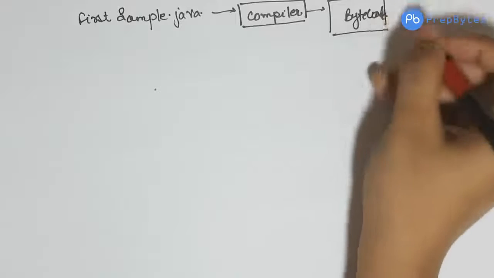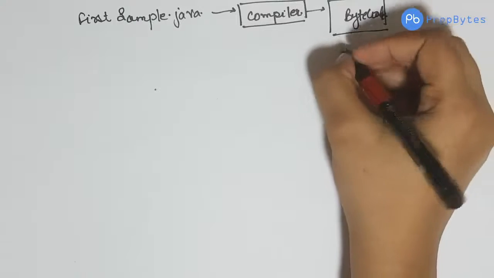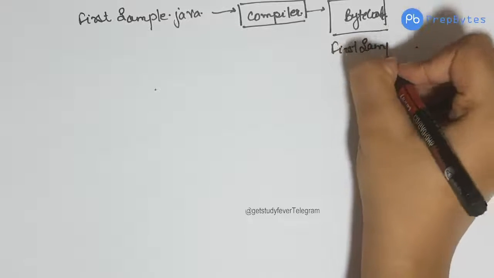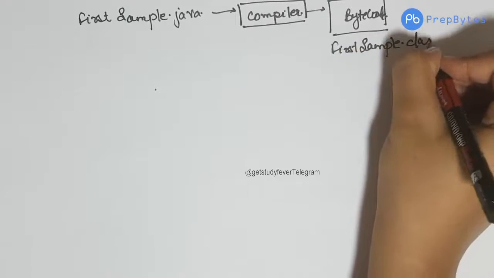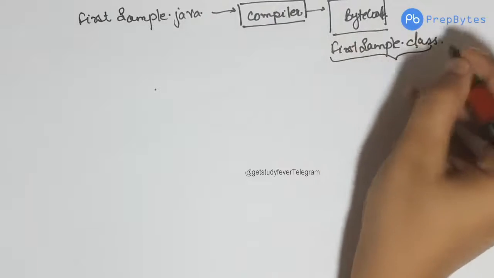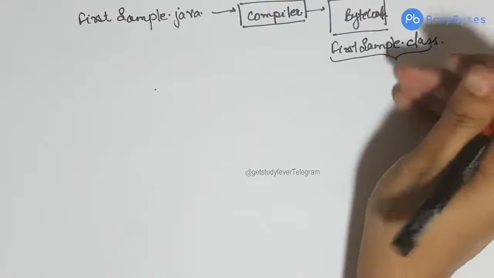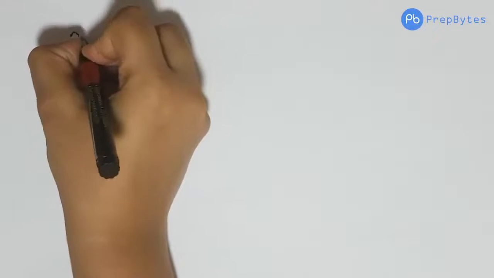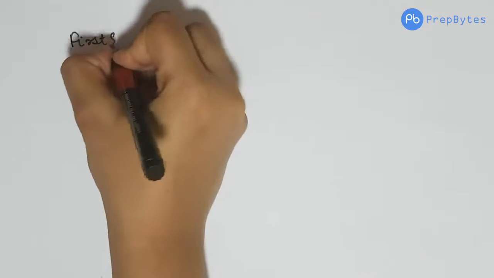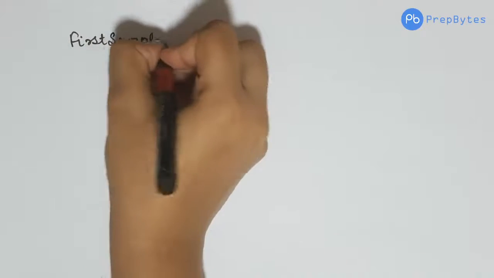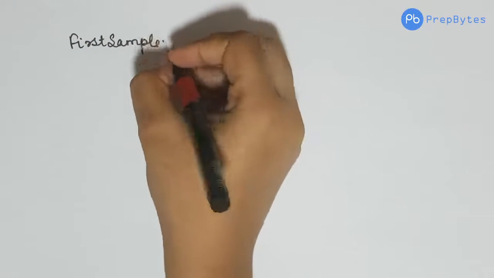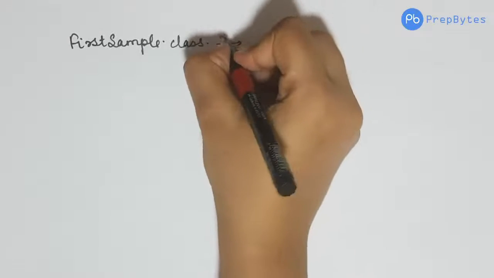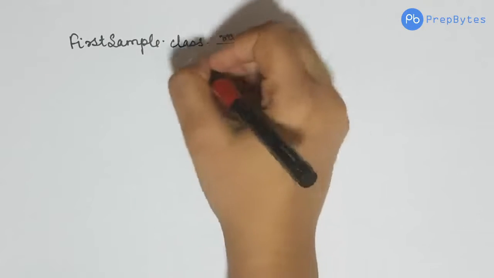And this bytecode has a .class extension. So a new file will be created, the file sample.class. After this file, first sample.class, is created, I have to run this particular class file. So after we have this .class file, after compilation, we have to execute or run this bytecode or .class file.